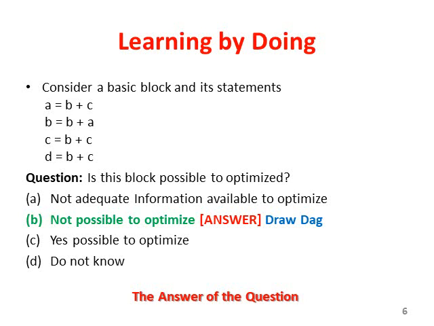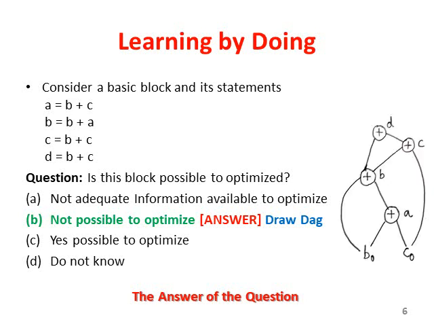The reason is, draw the DAG. The corresponding DAG shows that no optimization is possible. So there is no common sub expression.